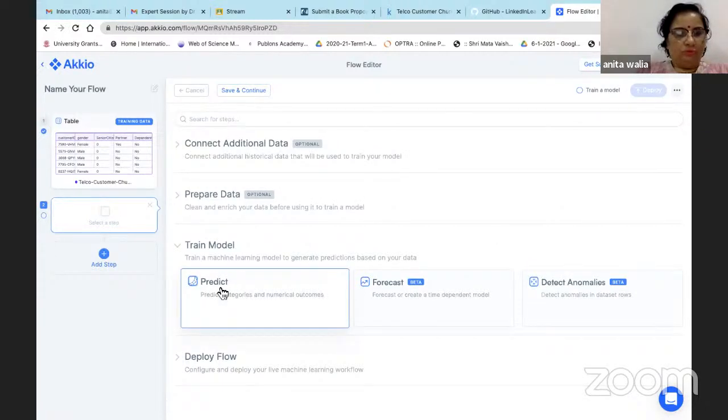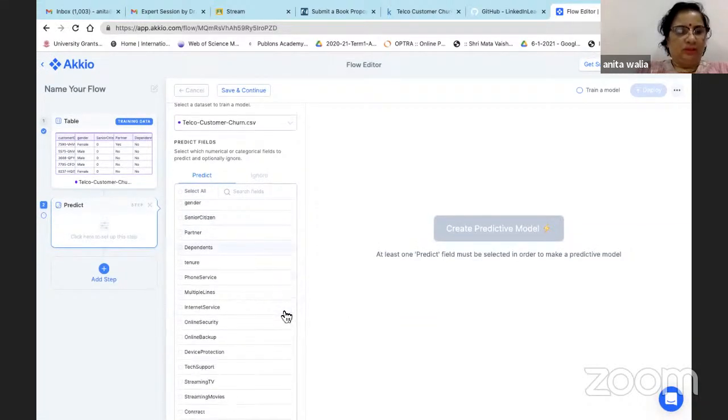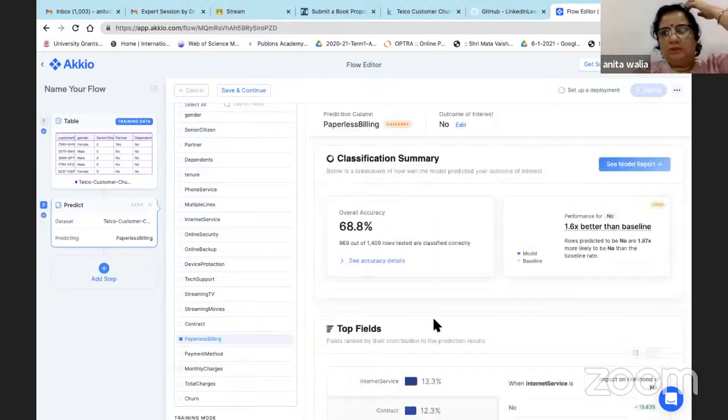Then I'm going to predict. Now, if you see, when I'm going to the second step, first I've uploaded the data. All my fields are available here: senior citizen, partners, dependents, tenure. I have to use paperless billing here, and I will create a predictive model. I don't know if it's going to work or not. Yes, so you can see now this is going to work. The overall accuracy is 68.8%, which is good enough, not bad.